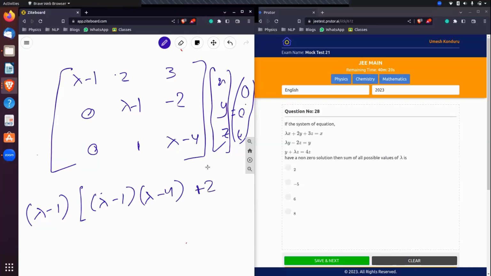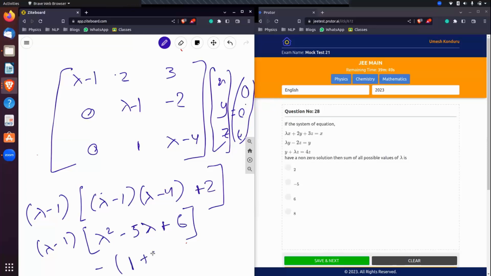Doing that, you get this. And now they've just asked for the sum of all possible values of lambda. So you have to look at the coefficient of lambda squared in here. So this will be lambda square minus something plus 6. So the coefficient of lambda square would be 1 plus 5. So the answer will be 6.